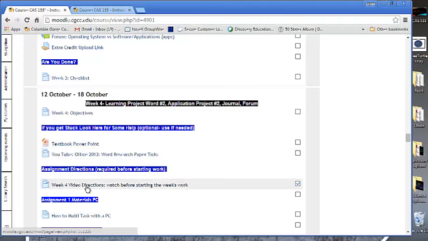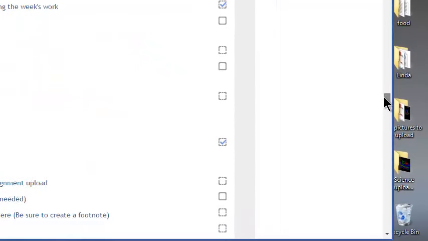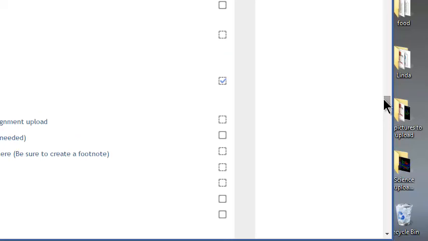Then you have the direction video that we're watching right now. And then you're going to have a conversation in your forum, and it's going to be about how to multitask with your machine and when you think it's going to be most useful and how you can use that skill.